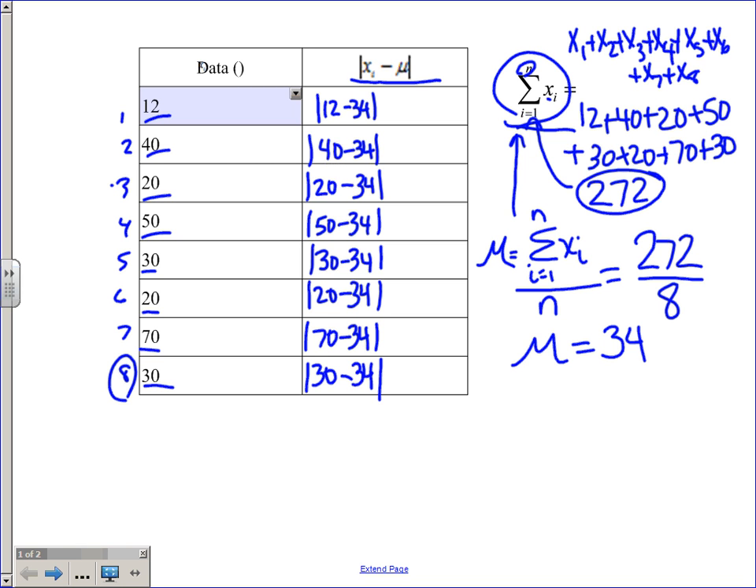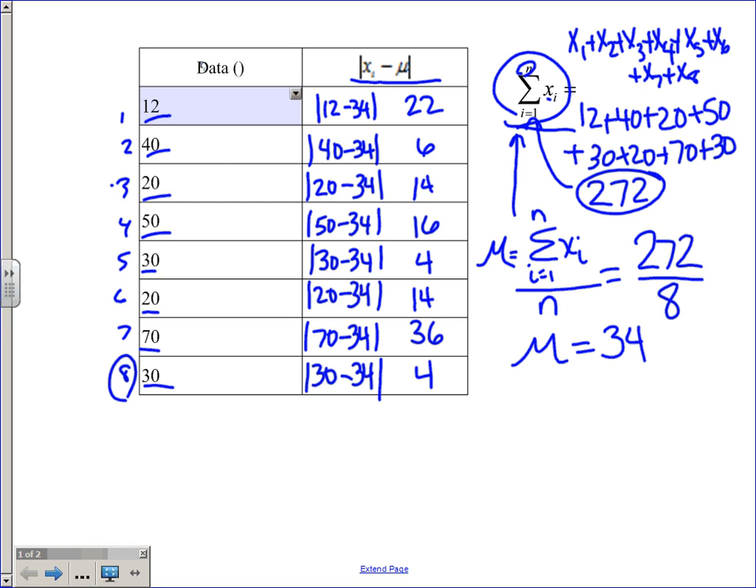If you do that on a calculator, you can do it in your head. I'm going to have to, one way or another, do all this. So this is 22. This one's 6. This one's 14. This one's 16. This one's 4. This one's 14. This one is 36. And this is another 4. All right? So this one's 22 away, 6 away, 14 away, 16 away, 4 away, 14 away, 36 away, and 4 away.